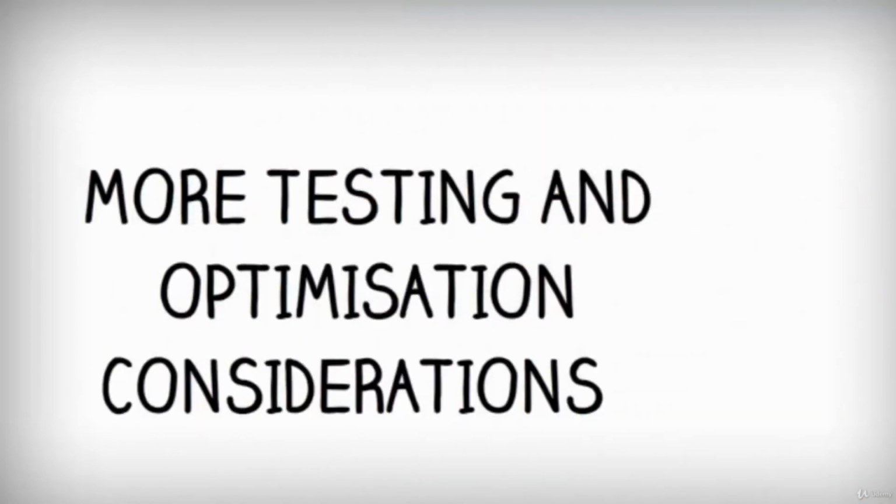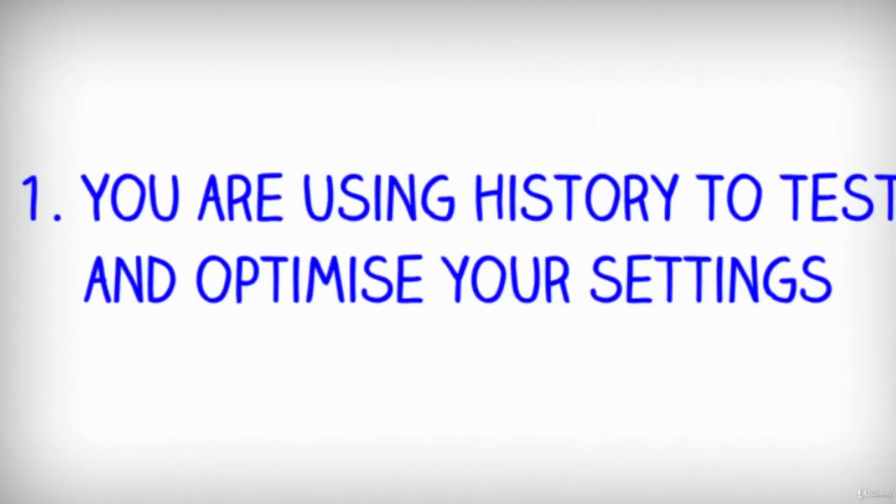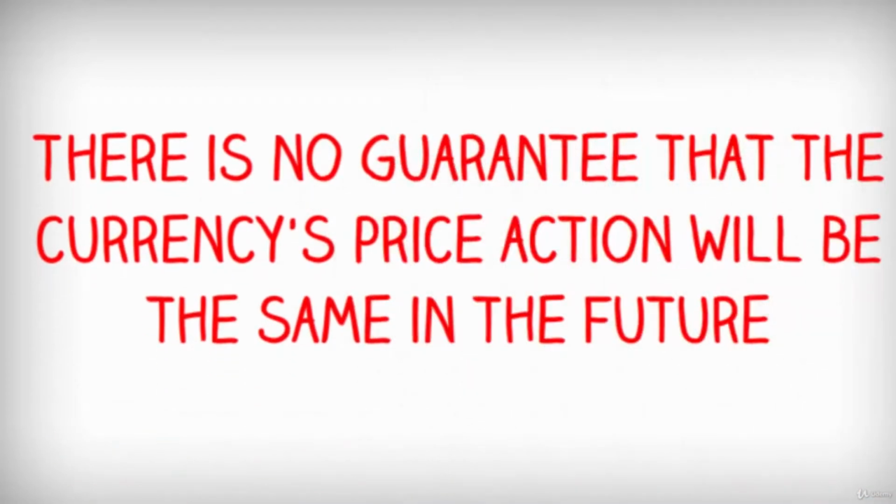In this lecture, we're going to go into a little bit more detail on testing and optimization. The first thing we need to take into account is the fact that we are using history to test and optimize your settings. There are considerable limitations because of that. One of the limitations is that there is no guarantee that the currency's price action will be the same in the future. So we're just using history as a guide to help us in the future.